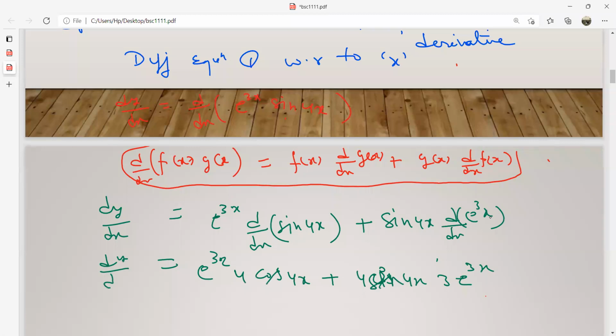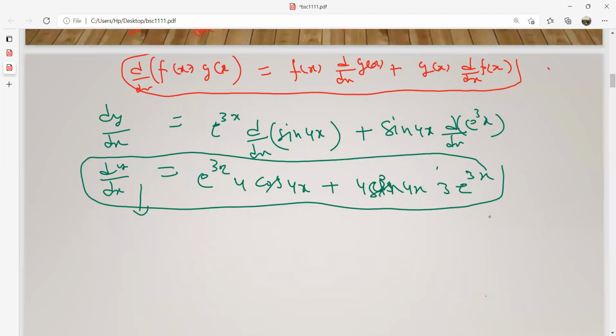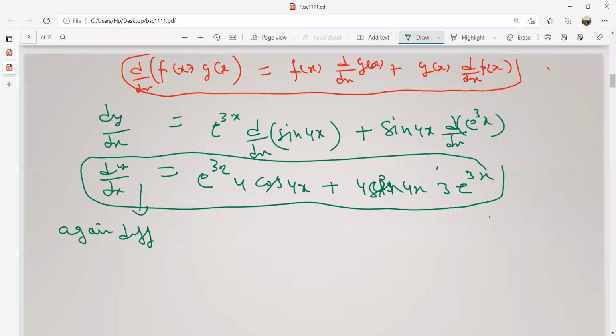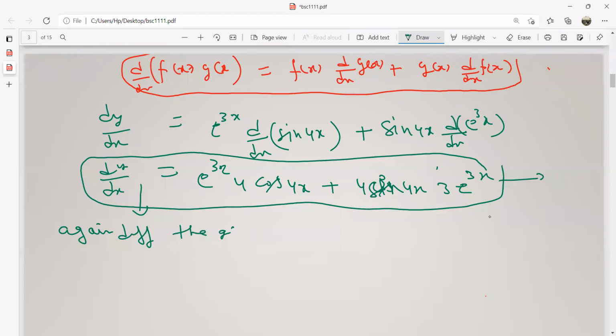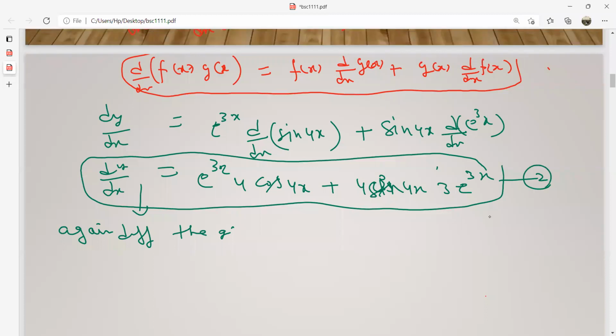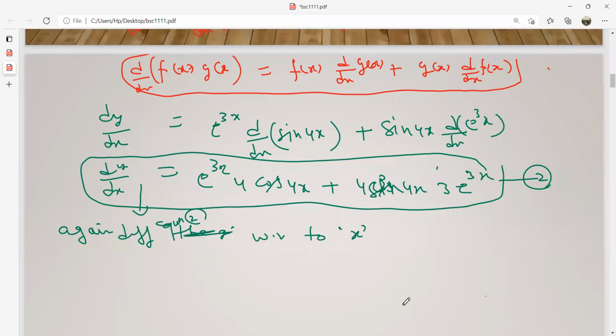And as asked in your question, find the second derivative of the given function. So again we have to differentiate this function. Suppose this is your equation number 2. Again differentiate equation 2 with respect to x.